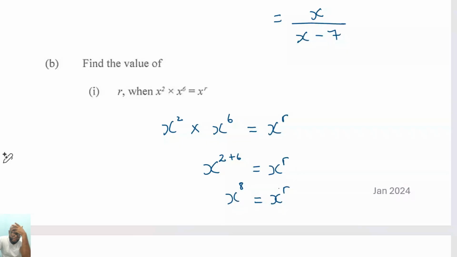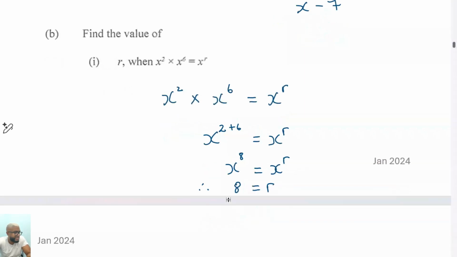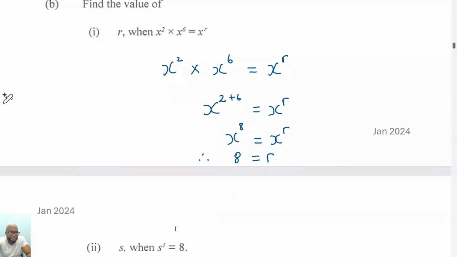Now, anytime on either side of the equal sign you have the same base, you can simply equate the powers, right? So therefore 8 would be equal to r, because you have the same base on either side. So this 8 will be equal to this r, okay? That is the value of r. r is equal to 8. Okay, everybody good there?